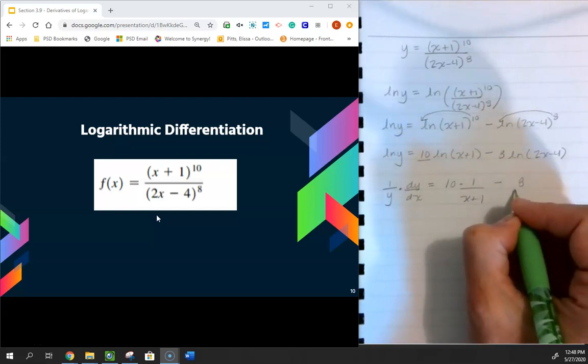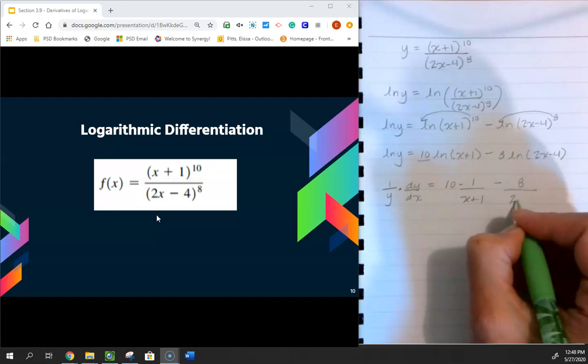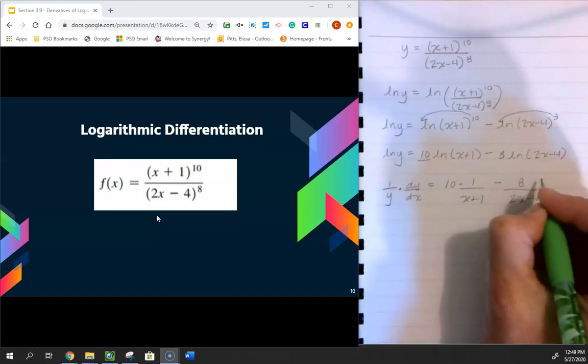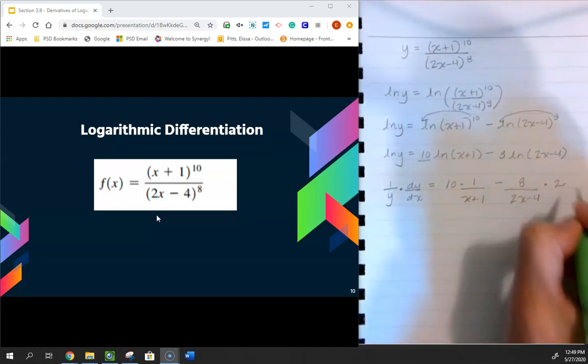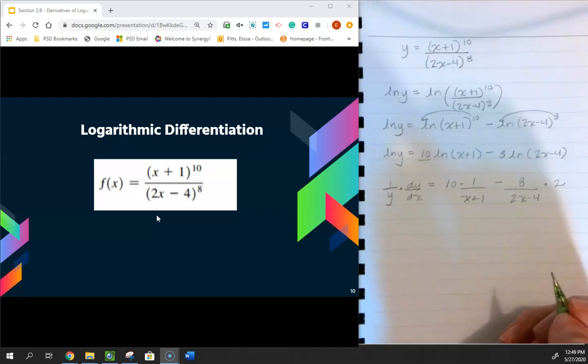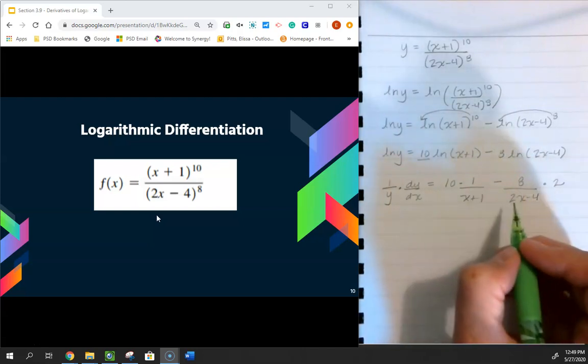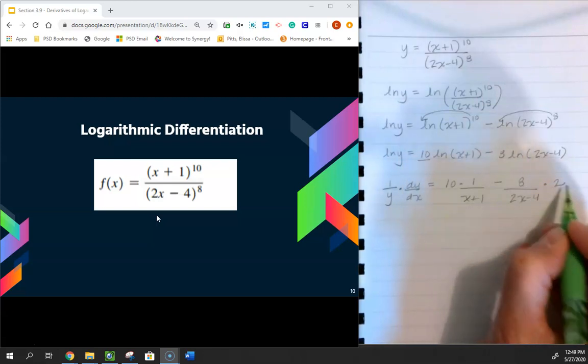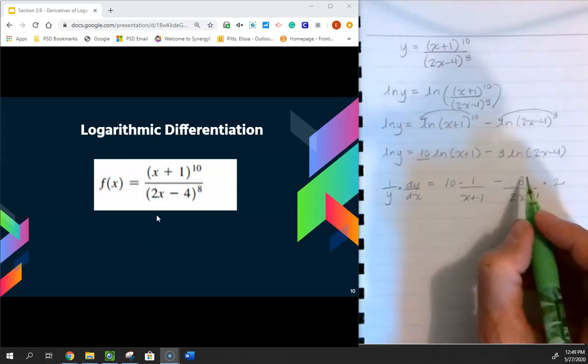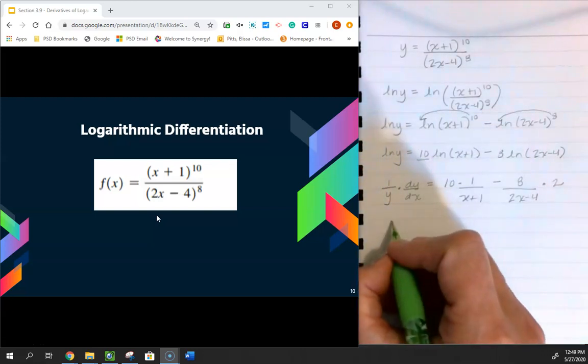Here we're going to get 8 times 1 over 2x minus 4 times the derivative of 2x minus 4, which is just 2. So I wrote this one a little bit different than this one. I should have probably written 8 times 1 over 2x minus 4 to be consistent, but those mean the same thing.